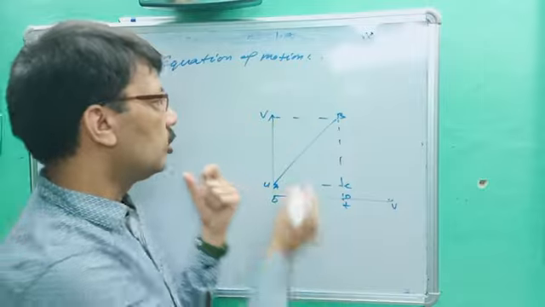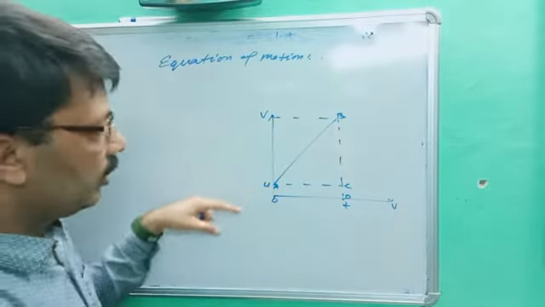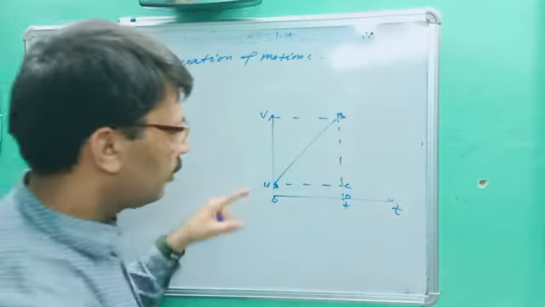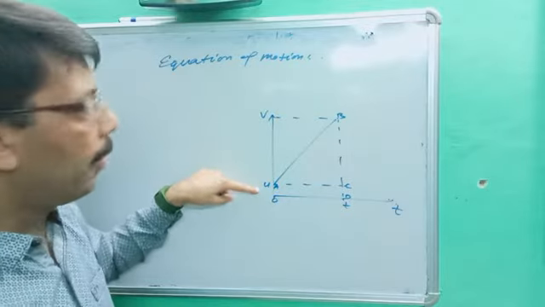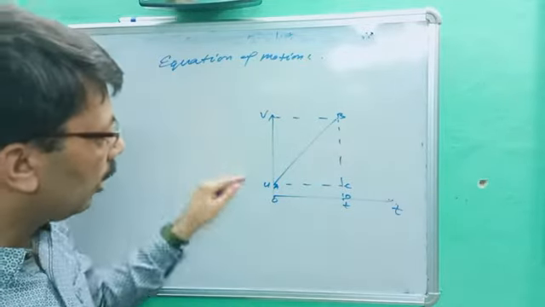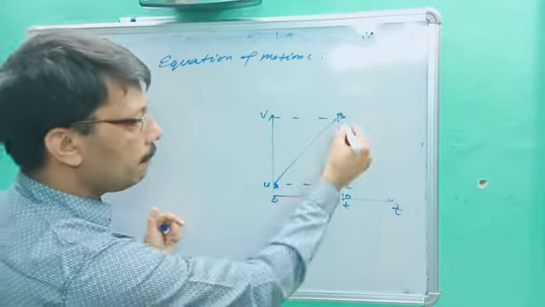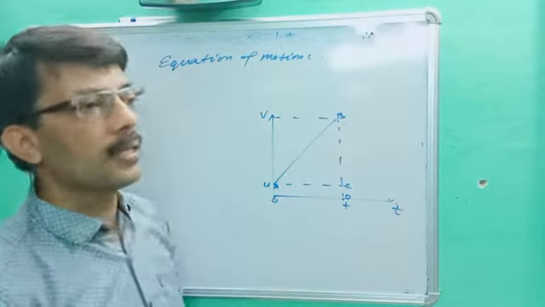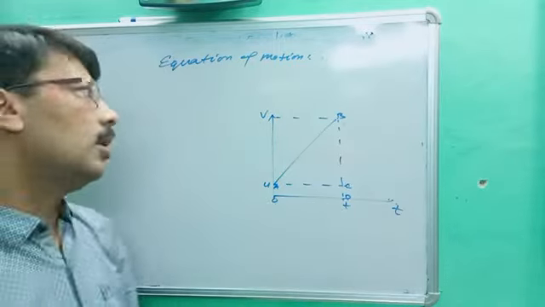Previously I taught that this is the VT graph, the velocity time graph. The body started from velocity U, and its final velocity is V. Now let us suppose the points are O, A, B, C, and D. So now the first equation for you.